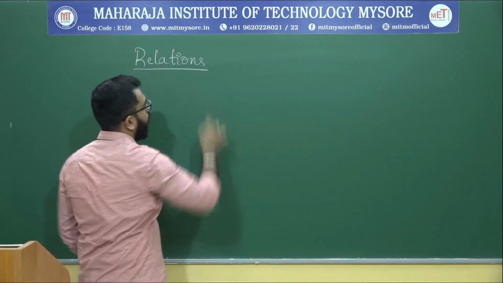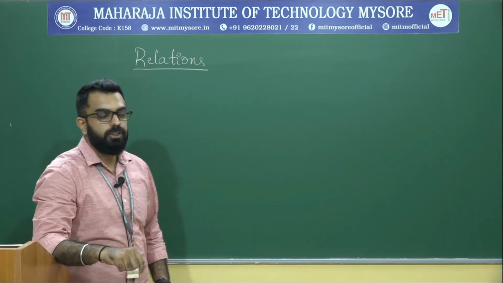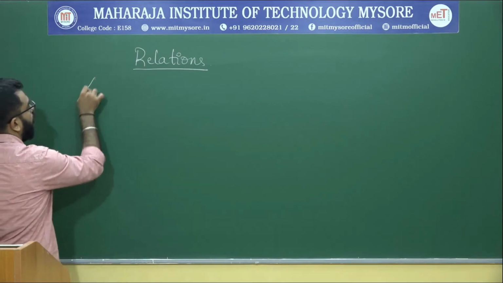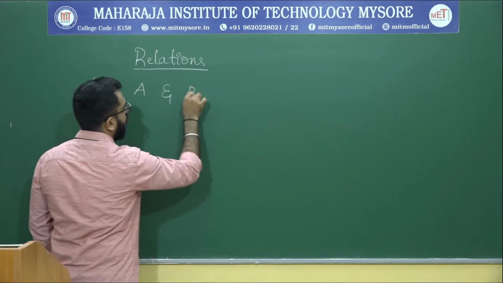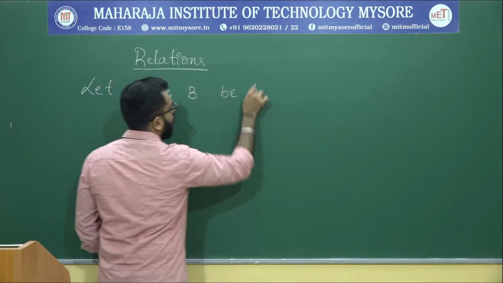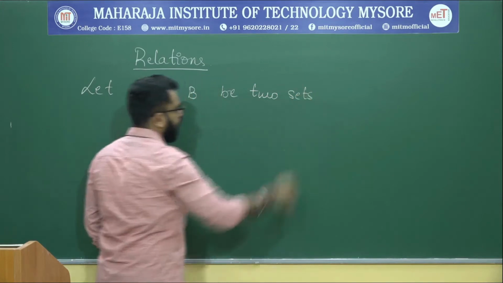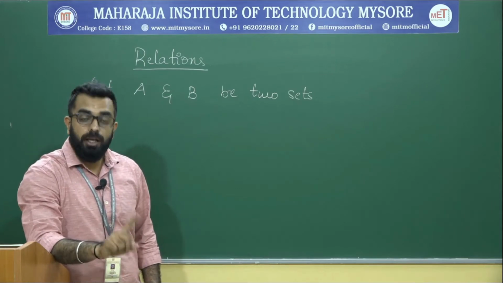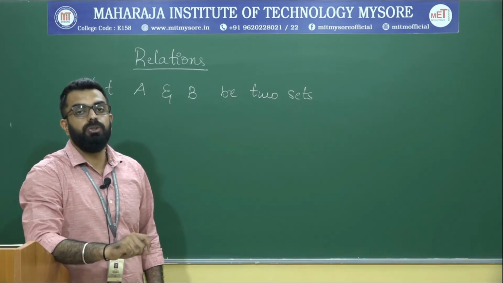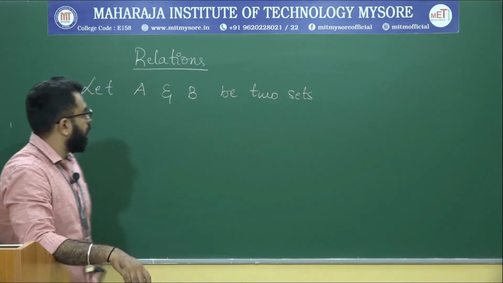Okay, so to know what is a relation in depth, first we will consider any two sets. Let A and B be two sets. Let us consider two sets by name A and B, and those two sets are non-empty, meaning to say that those two sets A and B have some elements in them, right?